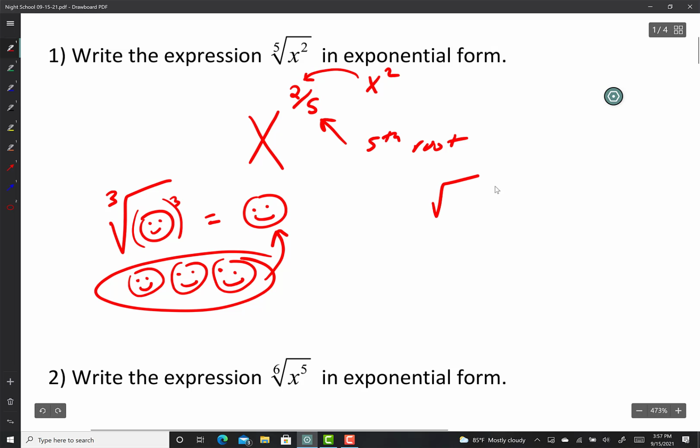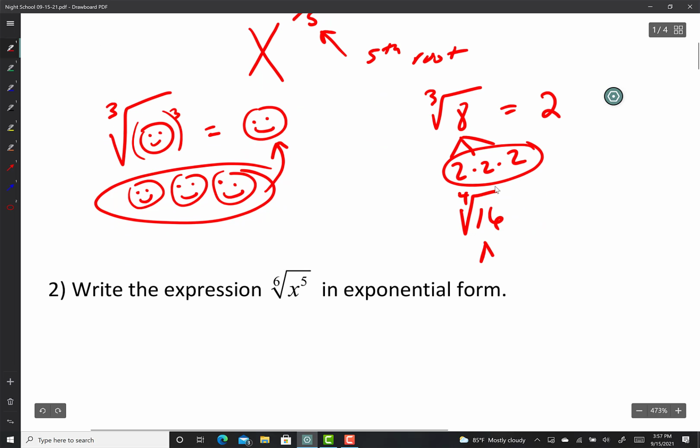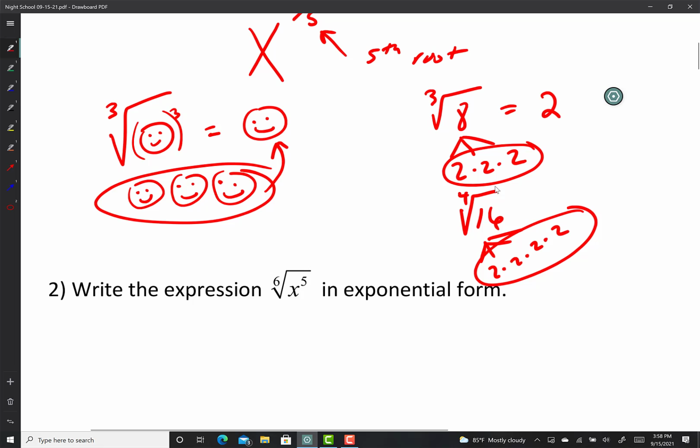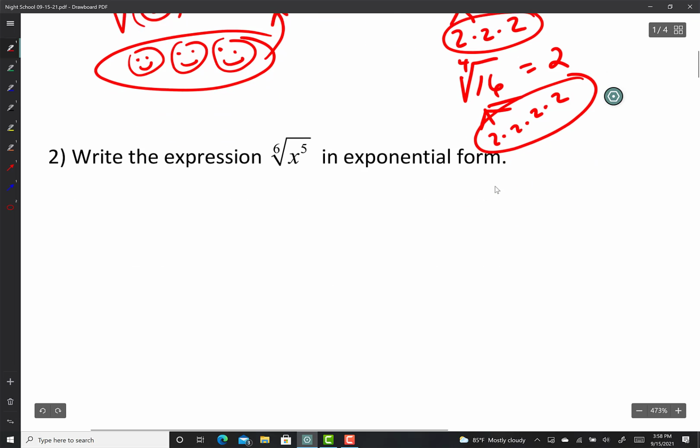So if I tell you cube root of 8, this is the same thing as 2 times 2 times 2. Notice there's 3 of them, so 2. If I tell you fourth root of 16, because I'm thinking of perfect numbers, well, that's 2 times 2 times 2 times 2. That's 4 times, so that would be 2 as well. Do you see how that works, guys? Okay, just making sure.